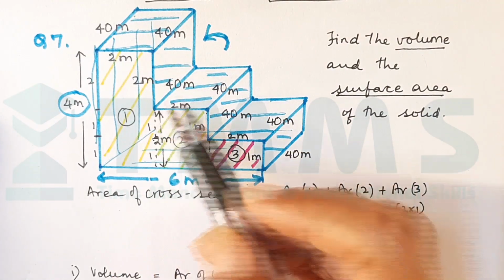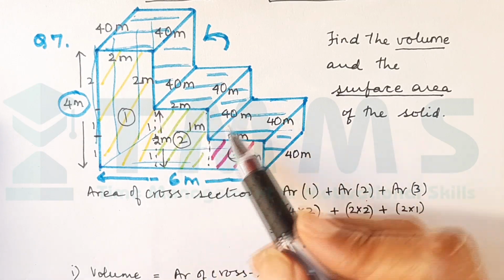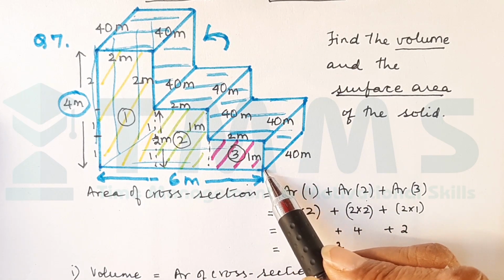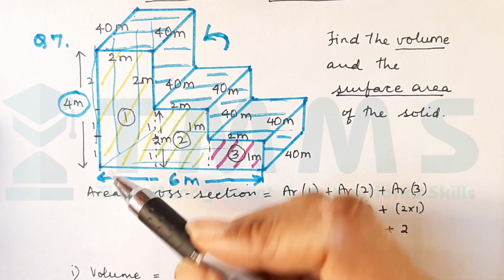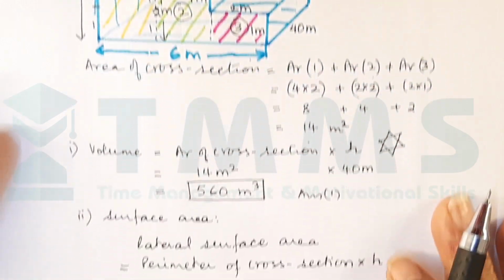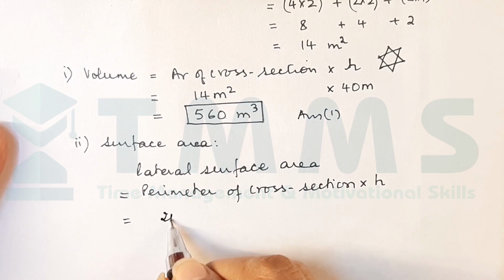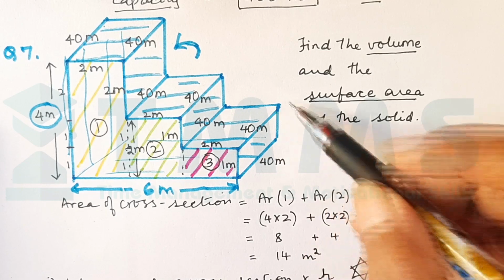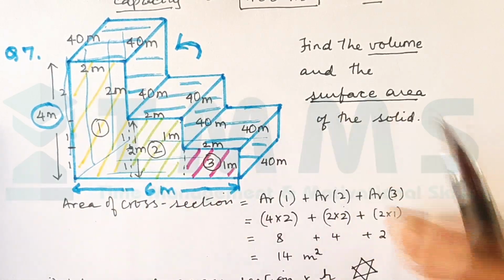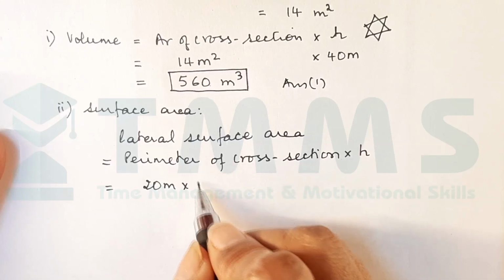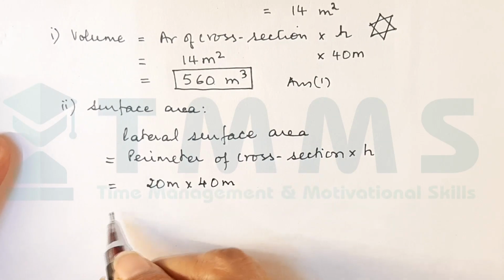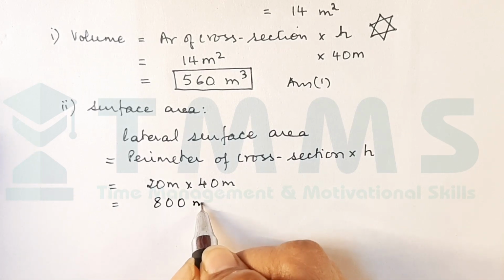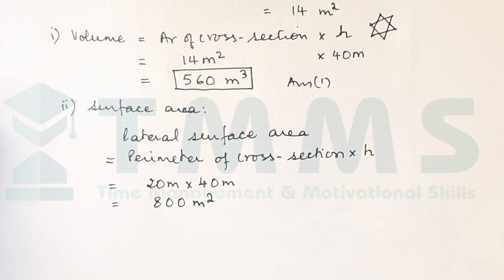2 plus 2, that is 4, plus 2, that is 6, plus 1, that is 7, plus 2, that is 9, plus 1, that is 10, and plus 6, that is 16, and 16 plus 4, that is 20. Okay, so perimeter of cross section is 20 meter multiplied by, look at the height of it, the height will be this, that is 40 meter. And that will give us 40 into 20, that is 800 meter square. That is the lateral surface area.